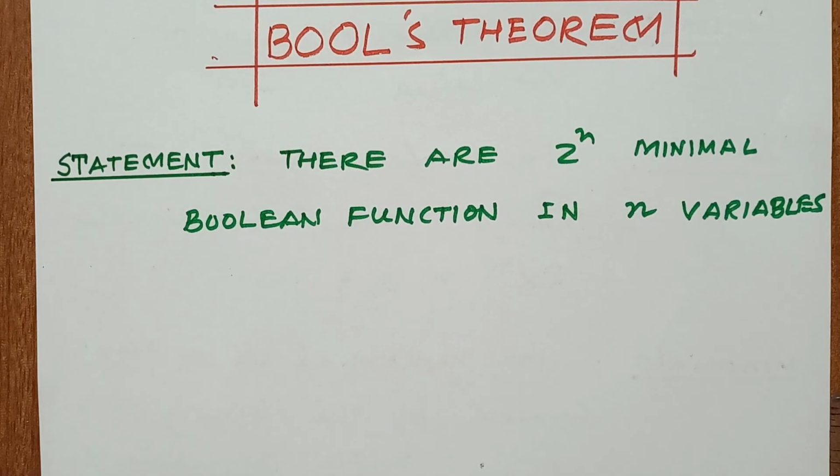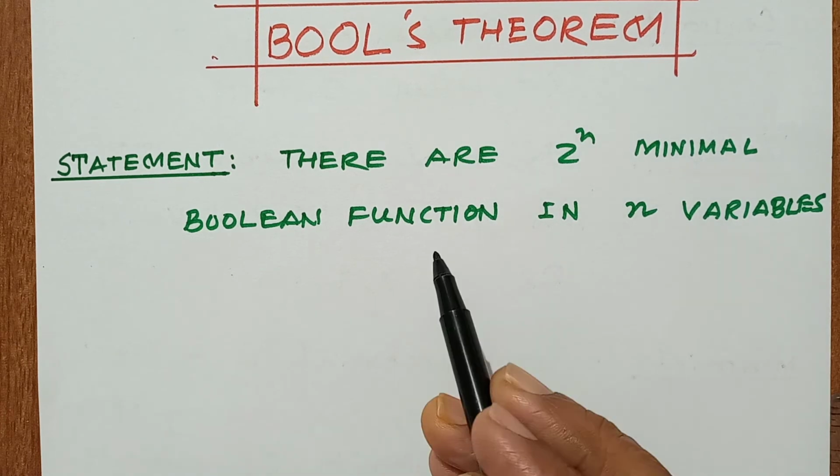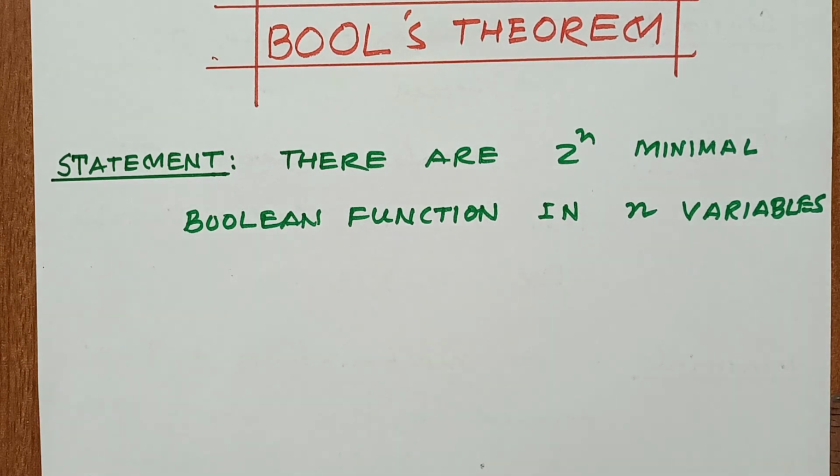Boole's theorem. This is a very important theorem in Boolean algebra. The statement is: there are 2 to the power n minimal Boolean functions in n variables.